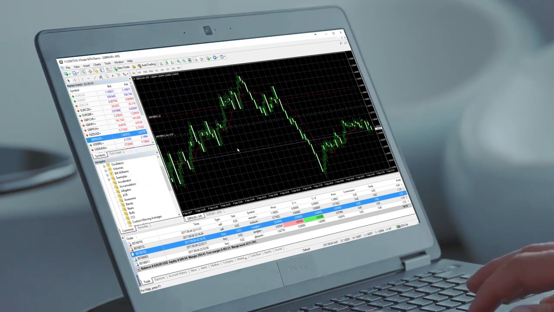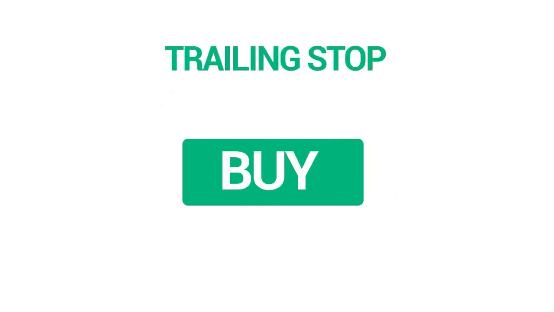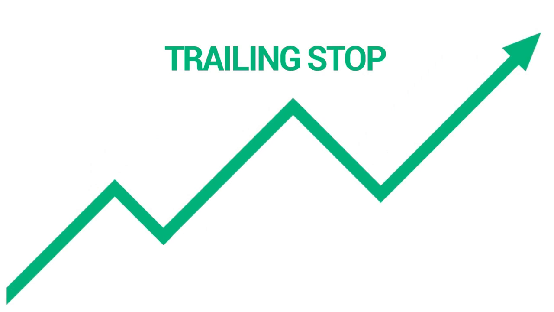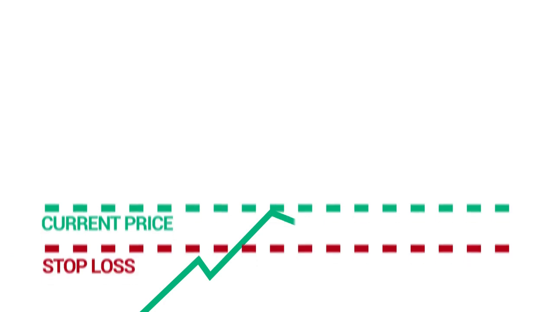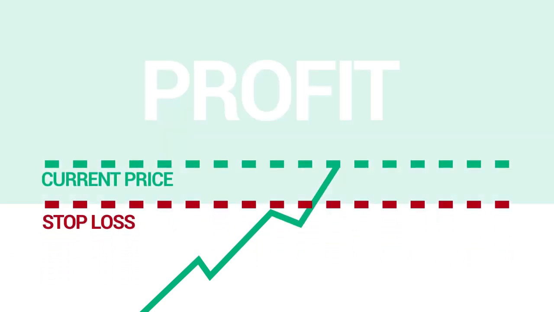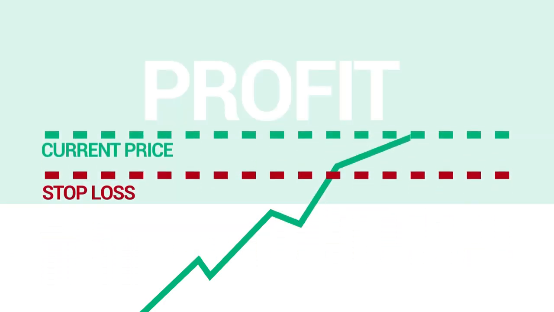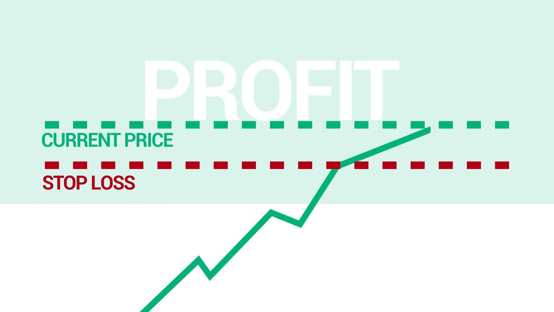Now that you know how to place stop-loss and take-profit levels, let's explore another very useful feature known as the trailing stop. Let's say you've opened a long position and the market moves in the right direction, making your trade a profitable one. Your original stop-loss, which was placed at a level below your open price, can now be moved to your open price so you can break even, or above the open price so you are guaranteed a profit.